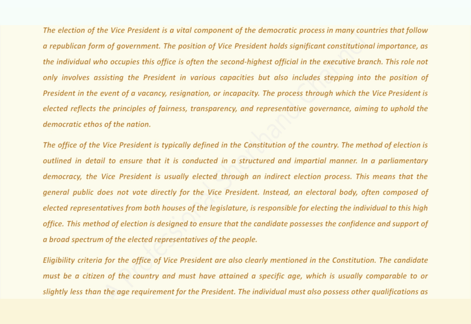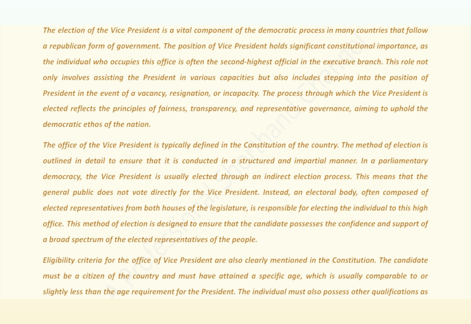Instead, an electoral body, often composed of elected representatives from both houses of the legislature, is responsible for electing the individual to this high office. This method of election is designed to ensure that the candidate possesses the confidence and support of a broad spectrum of the elected representatives of the people.